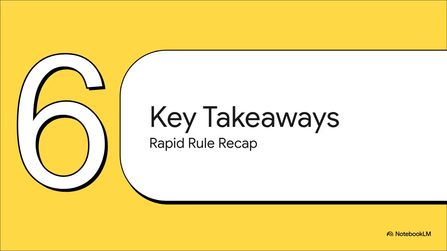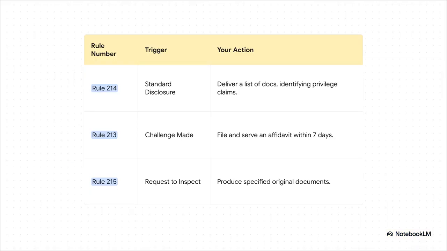All right, we have covered a lot of ground. For your exams, you've got to be able to recall these rules under pressure. So let's do a super quick, rapid-fire recap of the key rules. You have to burn this into your memory. Rule 214 is your list. Rule 213 is your 7-day affidavit response when you get challenged. And Rule 215 is the right to inspect the originals. Say it with me. 214, 213, 215. Knowing that sequence is half the battle right there.